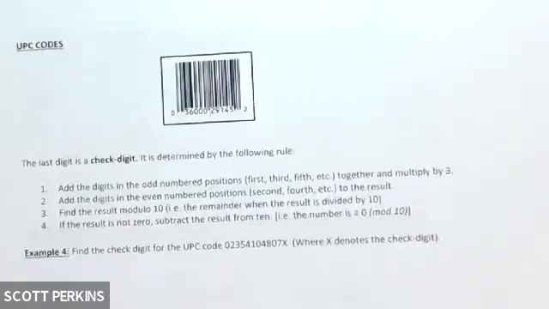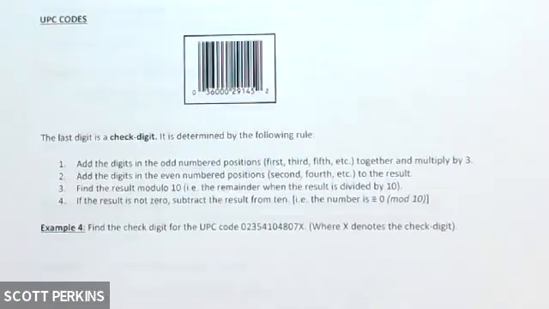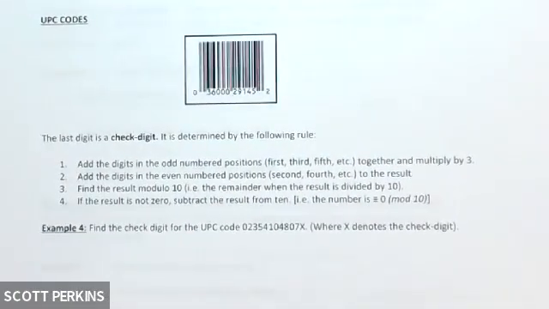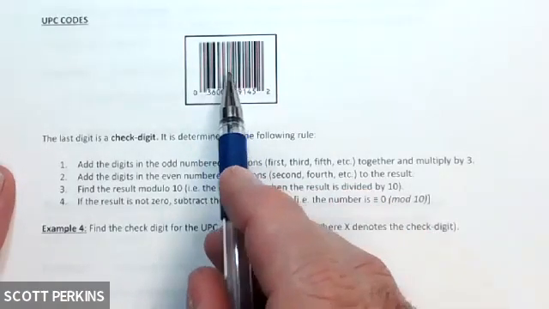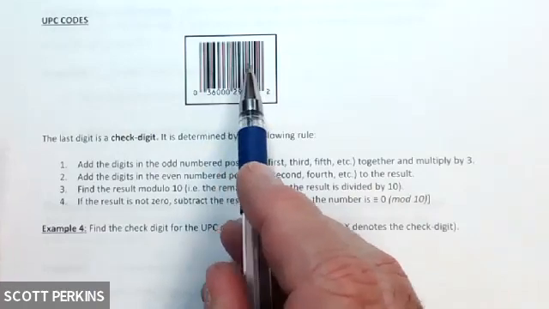So an application of this that gets a little more complicated is with UPC codes. UPC codes, we're used to them. They're on everything. These bars contain information, 12 digits of information.